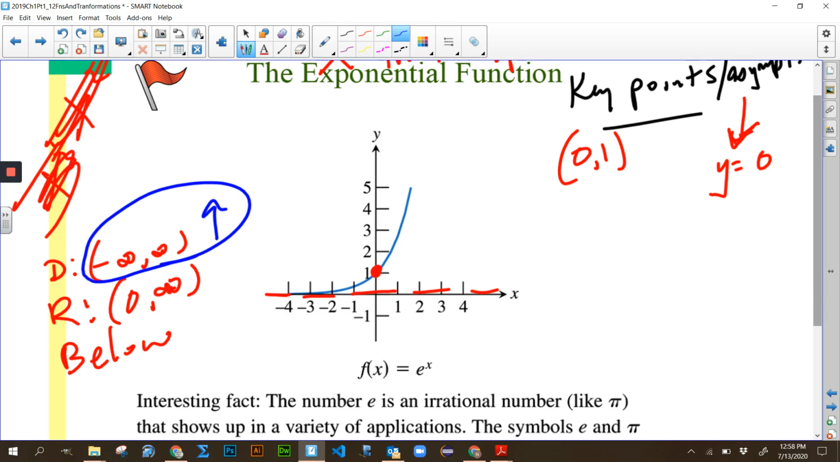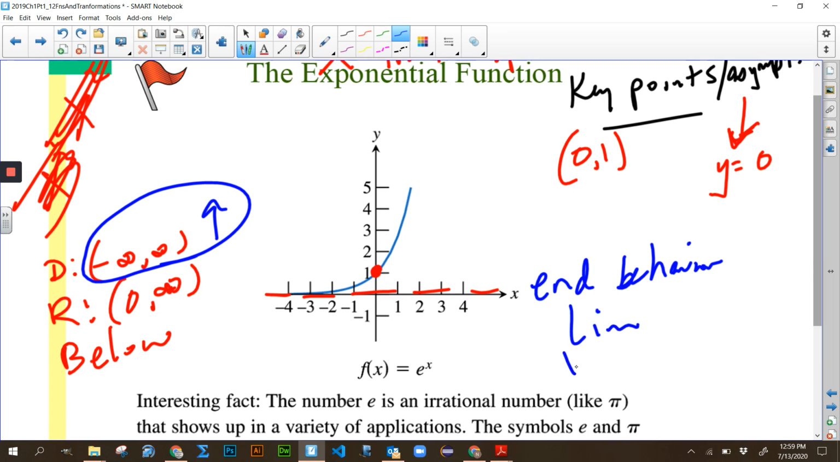Let's see, symmetry, no. Extrema? Well, I guess it doesn't actually hit 0. It approaches it. So I don't really like to say that there's an extrema since it never hits 0. It does have some end behavior. That's supposed to say end. Wow. All right, I'm going to erase that word and write it so you can read it.